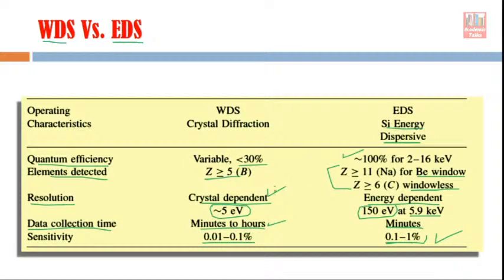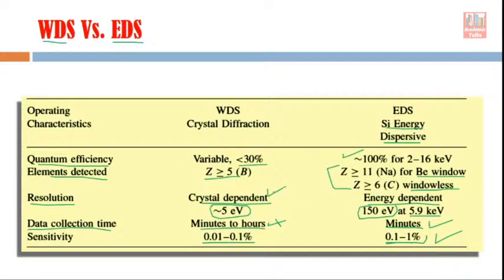Quantum efficiency is higher in the case of EDS, and resolution is better in the case of WDS. Data collection is slow here in the case of WDS. Data collection is good in EDS. Let me make this small correction: for WDS it is from minutes to hours, while in the case of EDS it is in minutes.